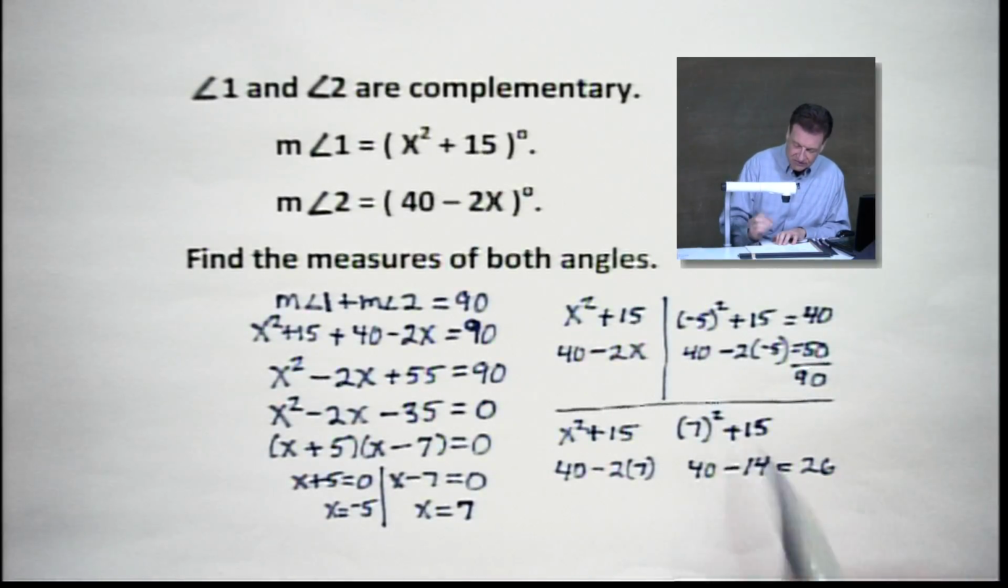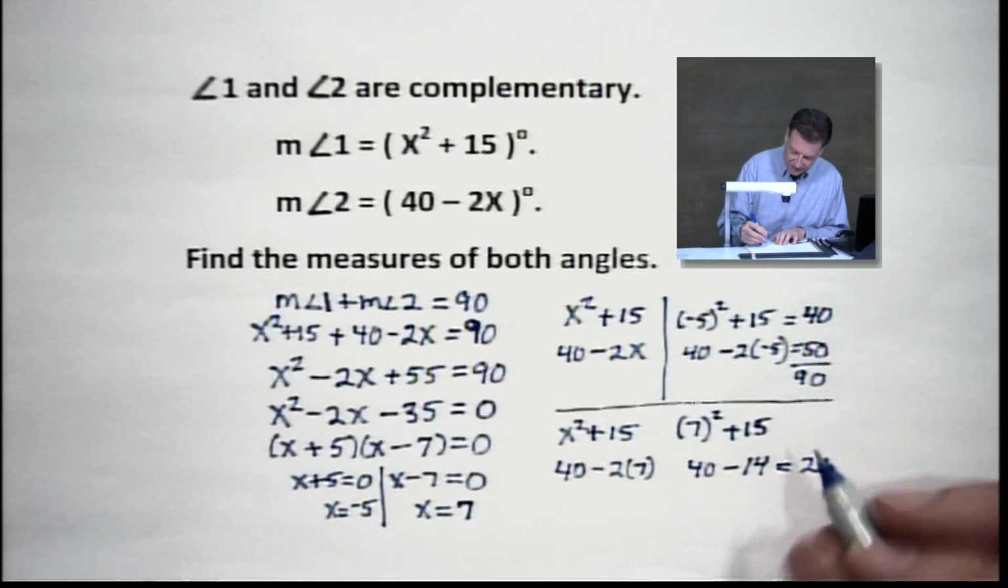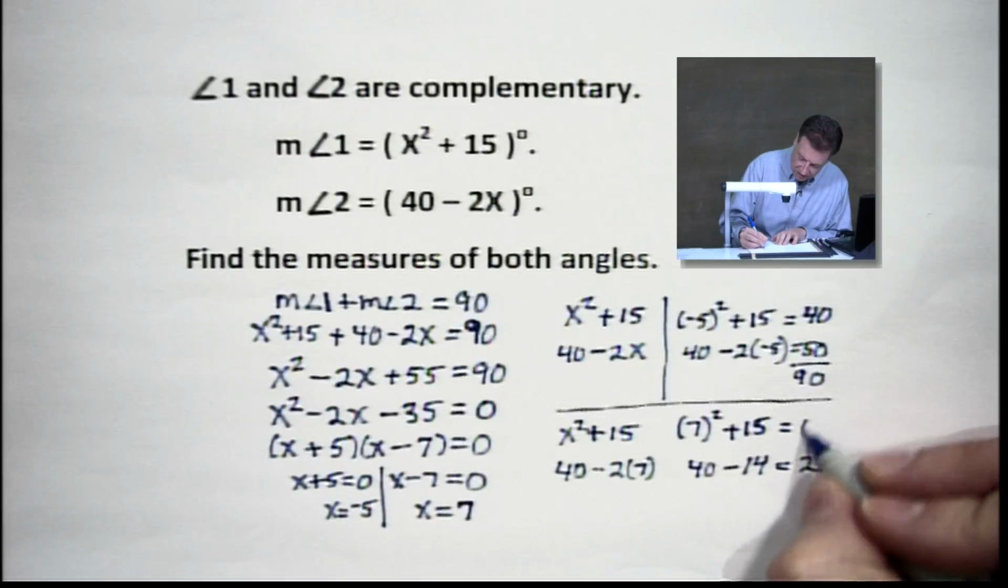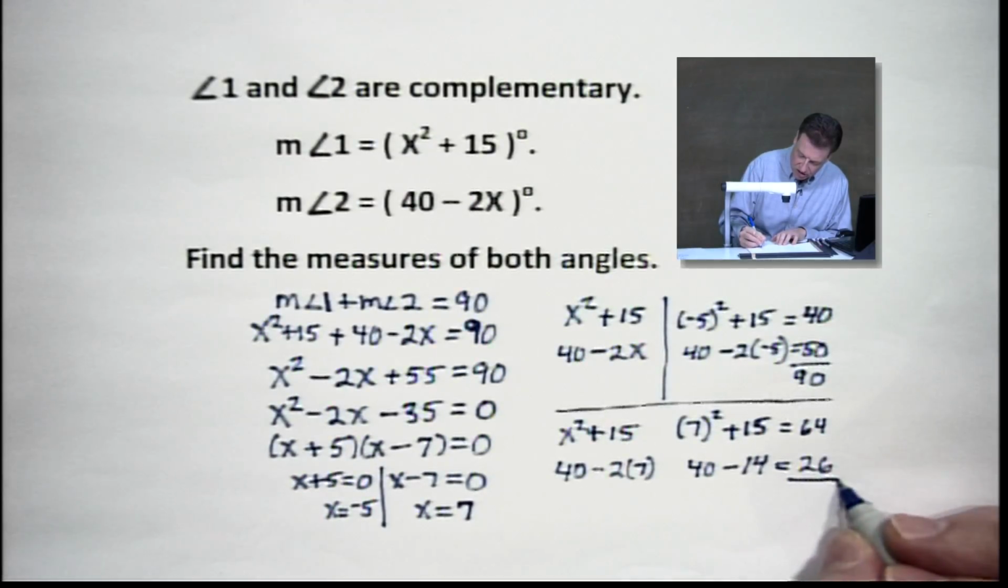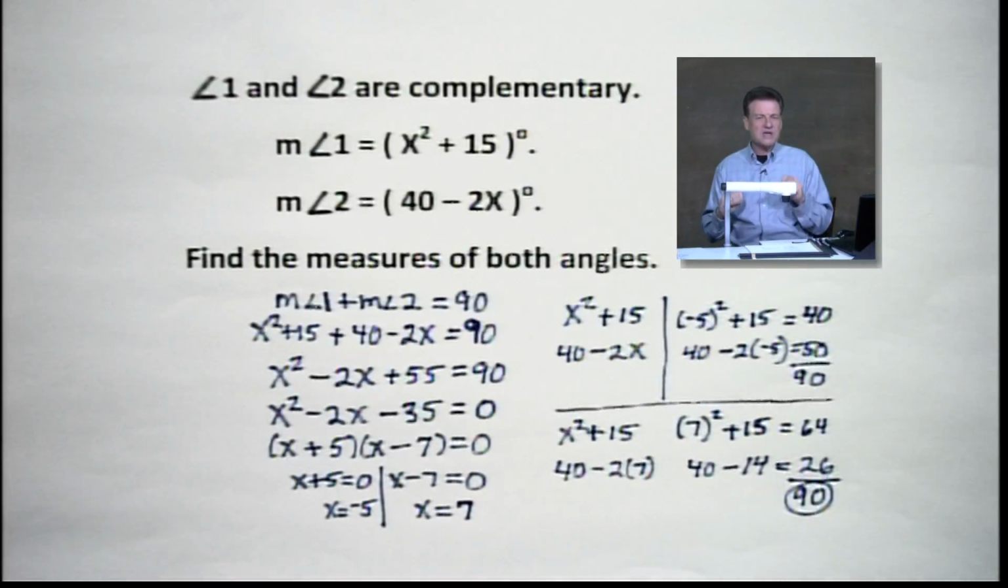Let's see here. 7 squared is 49. Add 15 to that. We have 64. Question, do they add up to 90? They certainly do. You got 2 options, and both of them were good answers. Both of them were good solutions.